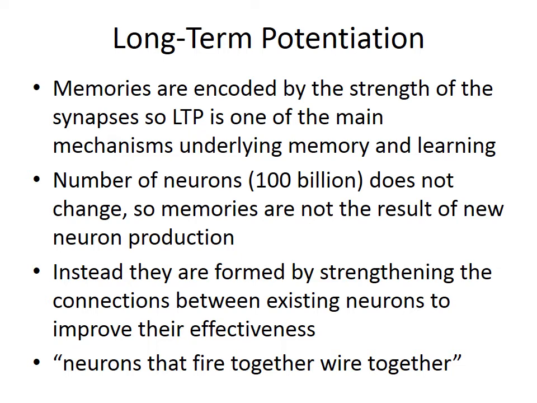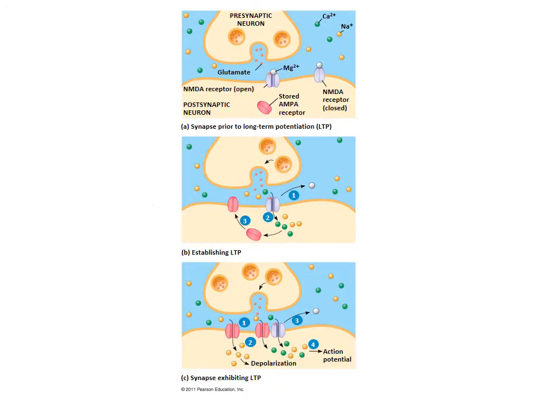The number of neurons, which is 100 billion, does not change. So memories or learning are not the result of new neuron production. Instead, they're formed by strengthening the connections between existing neurons to improve their effectiveness. And then neurons that fire together are usually wired together, and that's how we get a memory back. So if we keep on strengthening those synapses, we will remember things much faster.